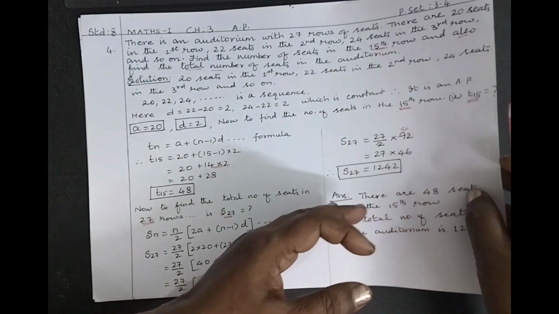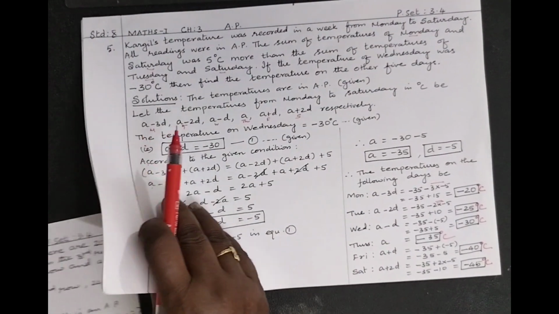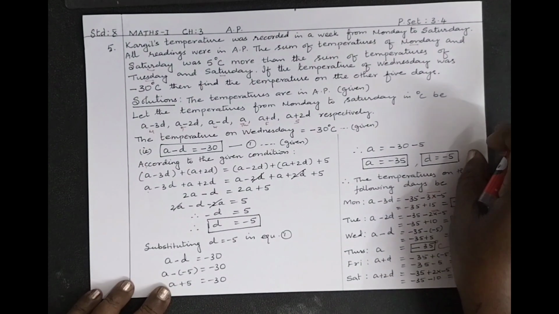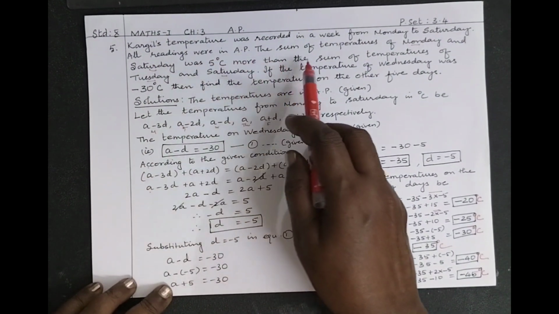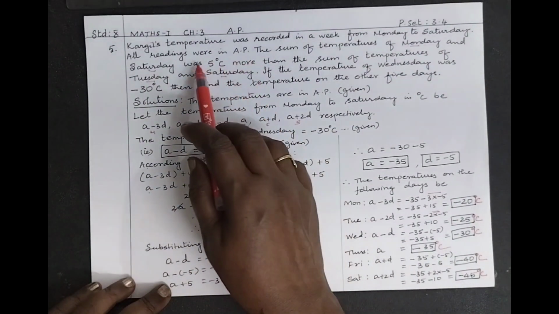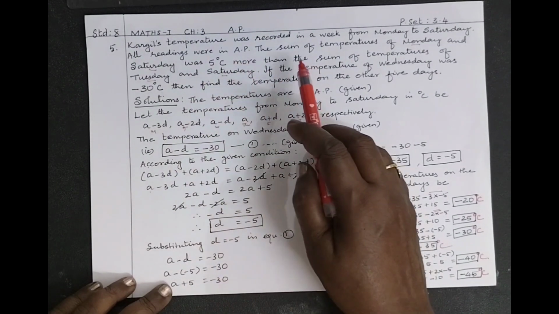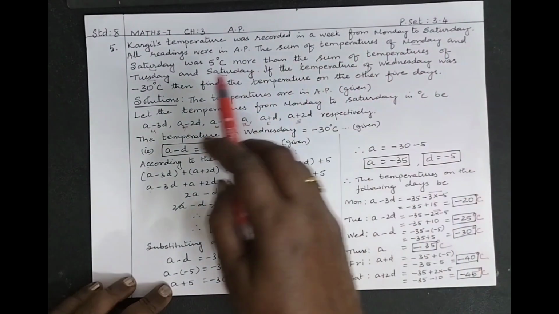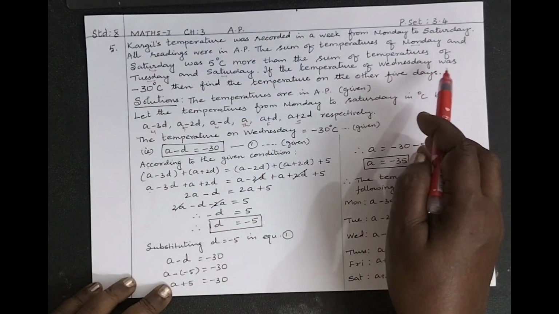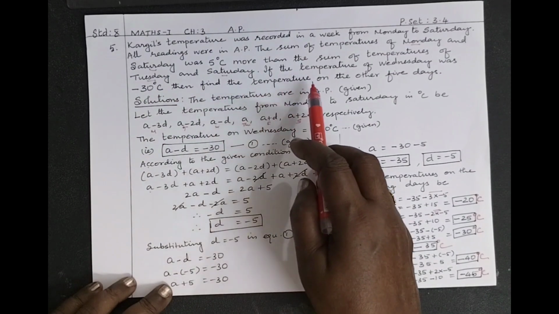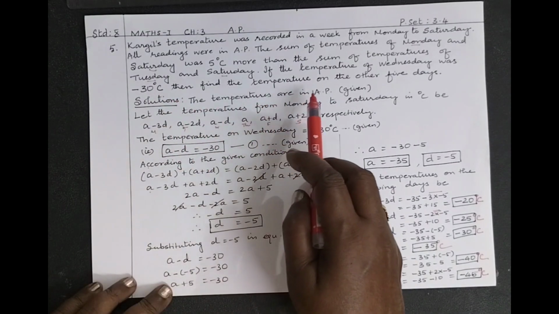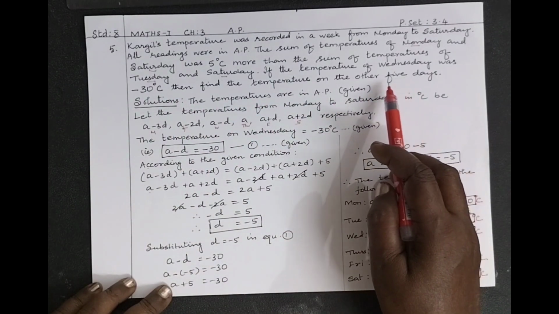Next, question number 5. Kargil's temperature was recorded in a week from Monday to Saturday. All readings were in AP. The sum of temperatures of Monday and Saturday was 5 degrees Celsius more than the sum of temperatures of Tuesday and Saturday. If the temperature on Wednesday was minus 30 degrees Celsius, then find the temperature on the other 5 days.